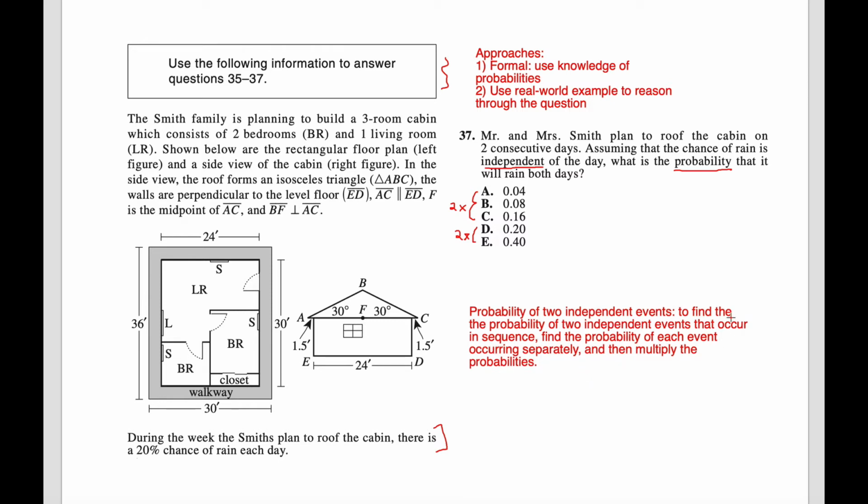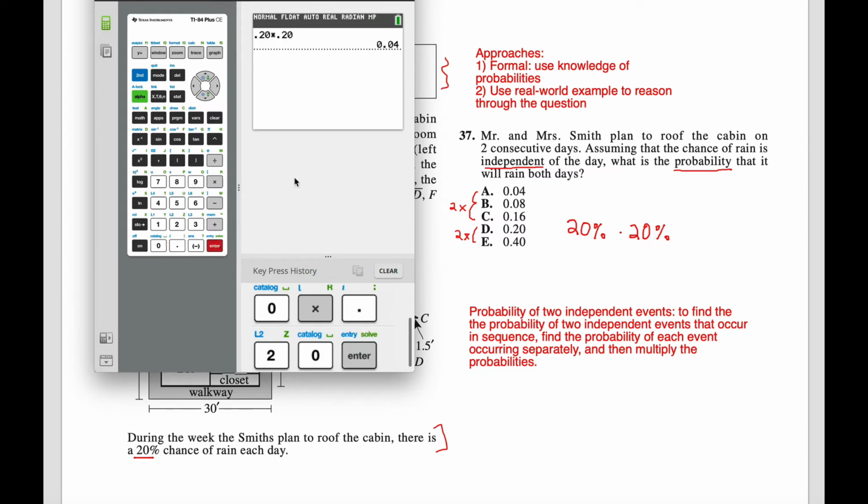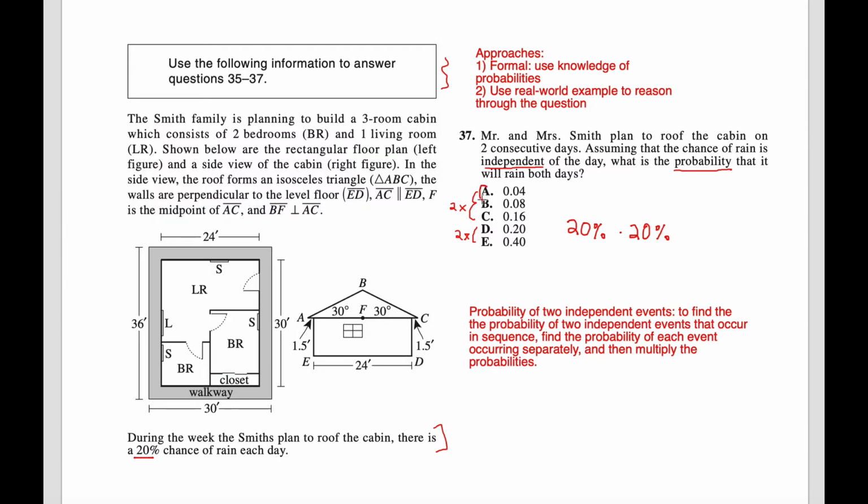The way we're going to use this on this question is that we're trying to figure out the probability that it's going to rain on 2 different days, each of which is independent of the other. And there's a 20% chance of rain each day. So to calculate the probability that it's going to rain on both days, we're just going to do 20% times 20. And that will be our answer. I'll pull up the calculator here. So 20%, we can make that into a decimal as 0.20 and then times 0.20. And that gives us 0.04. So A is our answer.